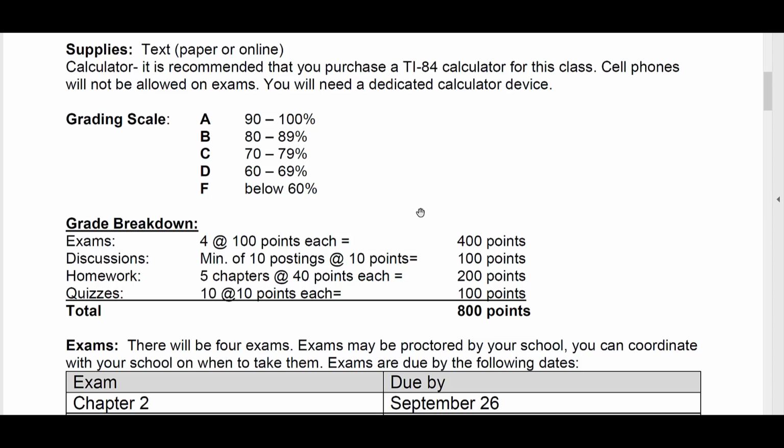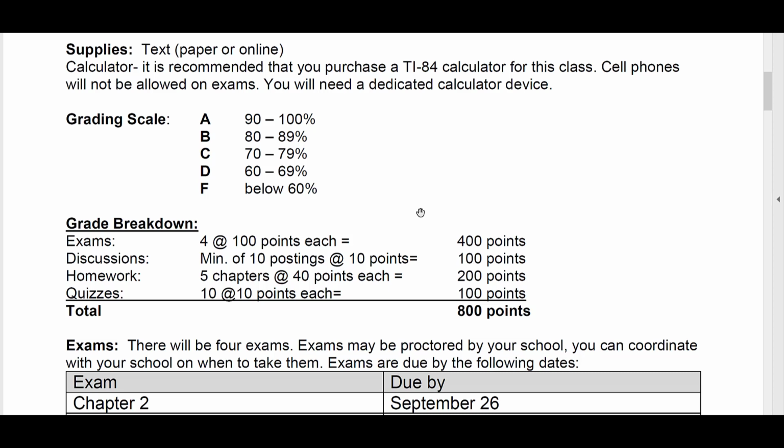Okay, grading scale A, B, C, D, F. Those are pretty standard. I don't publish doing pluses and minuses, but I tend to do it if it can help a student but not hurt a student. So, for example, if you got like an 82%, I'm not going to make it a B minus, it'll be a B. Okay, exams. There'll be 4 exams, 100 points each for 400 points.